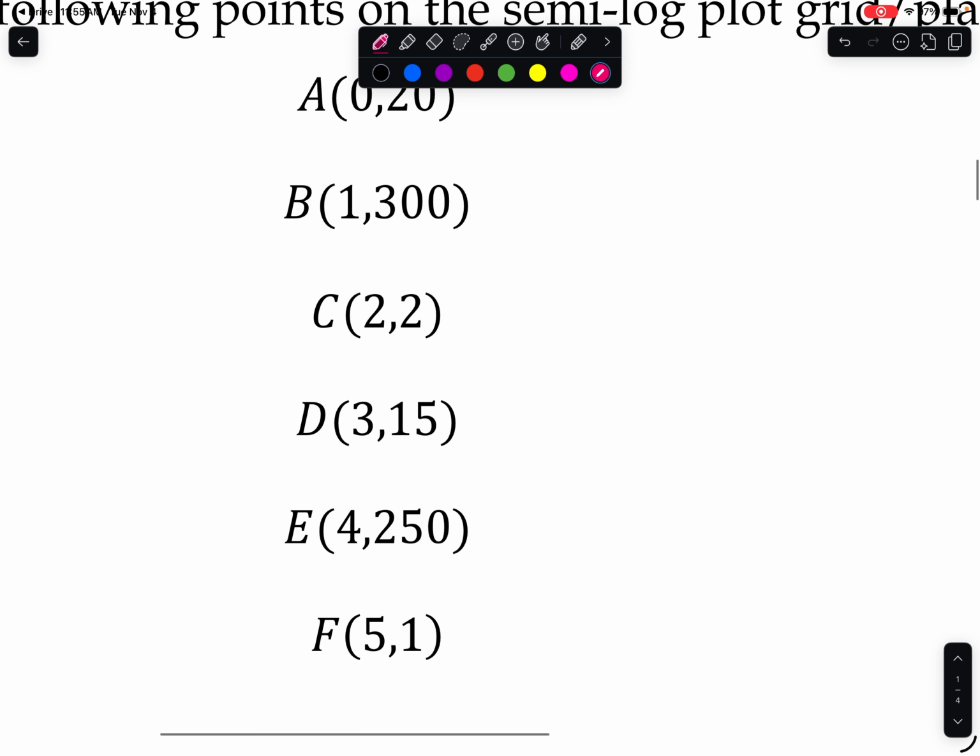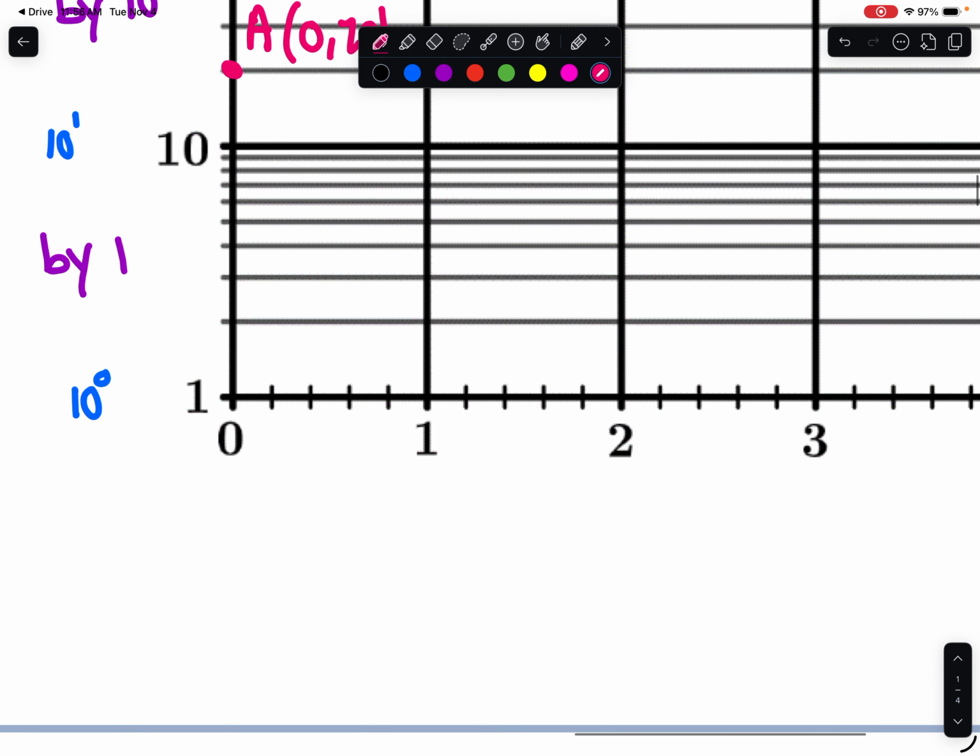All right, and then point C, now we have 2, 2. So 2 horizontally, and then I'm going to count up. Remember, we're starting at 1 on this first line right here. So then 2, 2 is actually going to be right here.